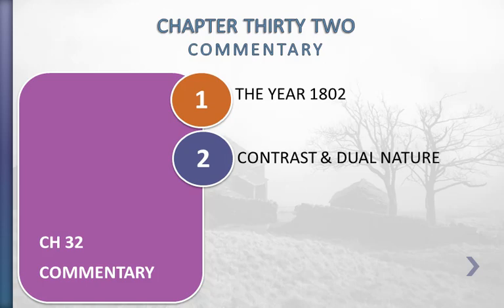The second point is the contrast and the dual nature found in this chapter. So as Lockwood returns to the area, he notices the disparity between the moors in winter and summer. Once again, the idea of a contrasting yet dual nature comes through. Wuthering Heights is based on contrasts, and as the novel nears its end, themes that were previously shown but not told are now being spoken of directly.